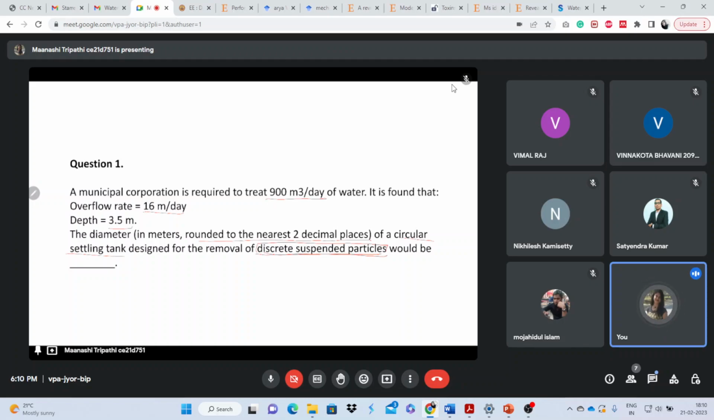We are removing discrete suspended particles. So what type of sedimentation tank is it, primary or secondary? Meaning first degree or second degree? Primary. Okay, very good, very good.